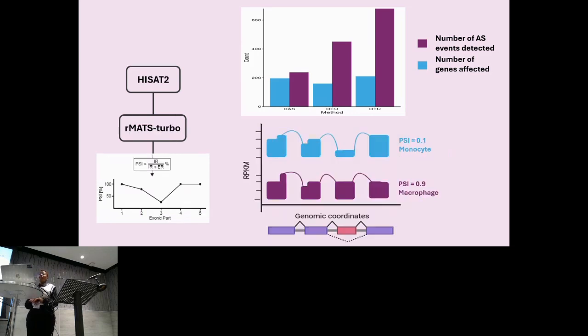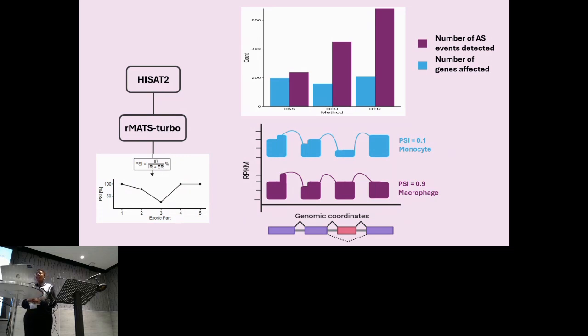And lastly, the BAM files that were taken from HISAT2 were inputted into rMATS Turbo, where rMATS detected the alternative splicing events that occur between the monocytes and the macrophages and measured these PSI values and calculated the statistical significance of these changes in PSI values for all the alternative splicing events detected between our monocytes and macrophages.